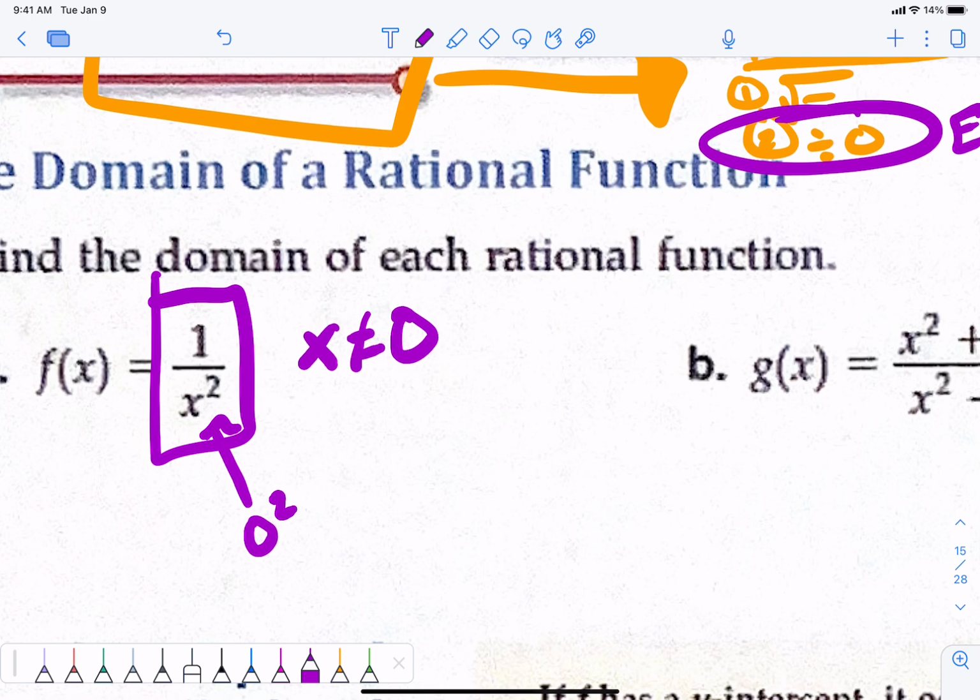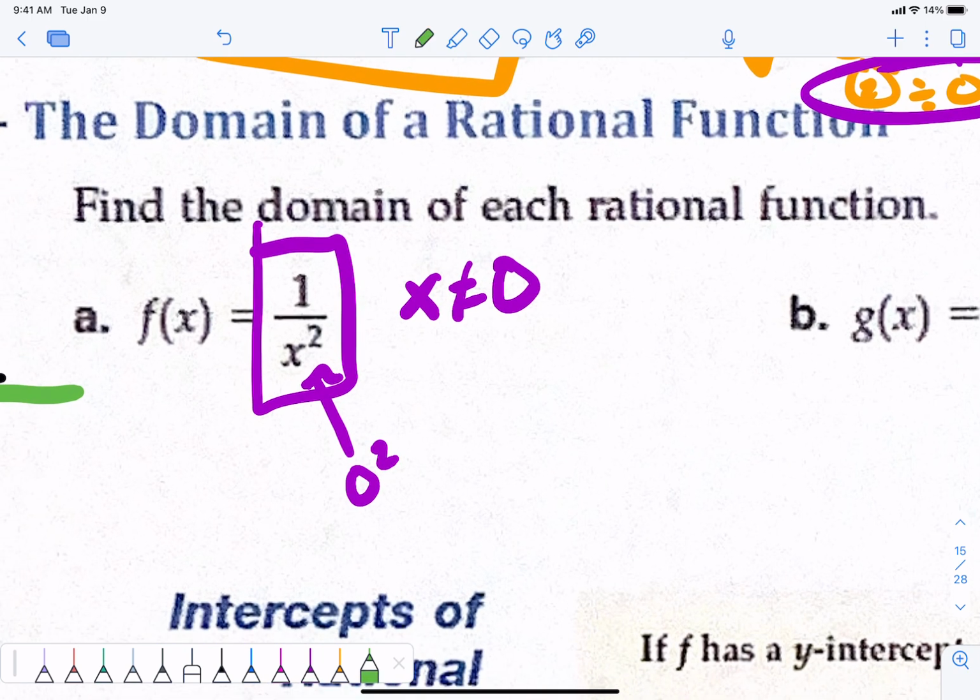Okay? All right. Now, I'm going to do one more thing, and I'm going to talk about a vertical asymptote in relationship to the domain.